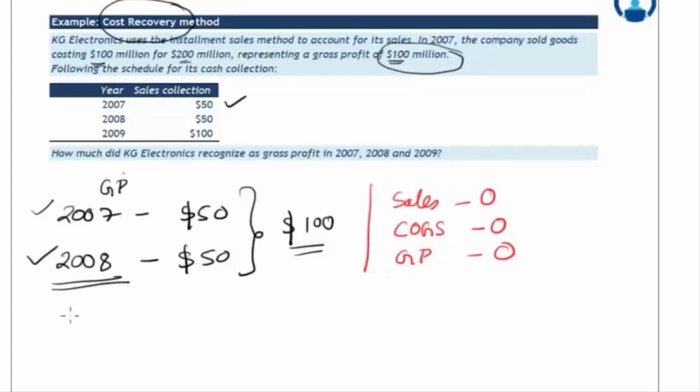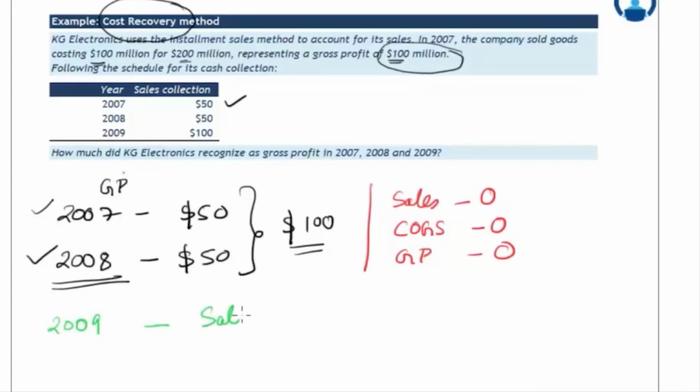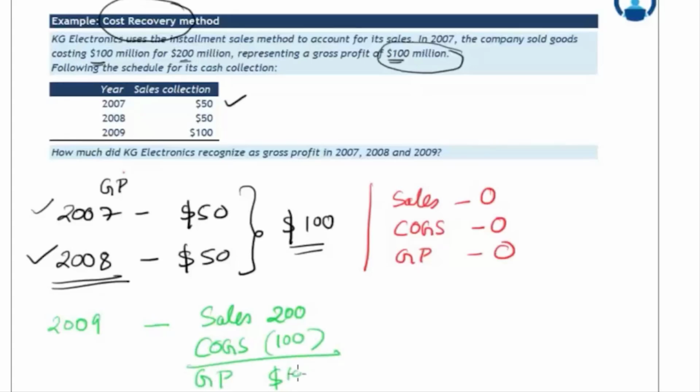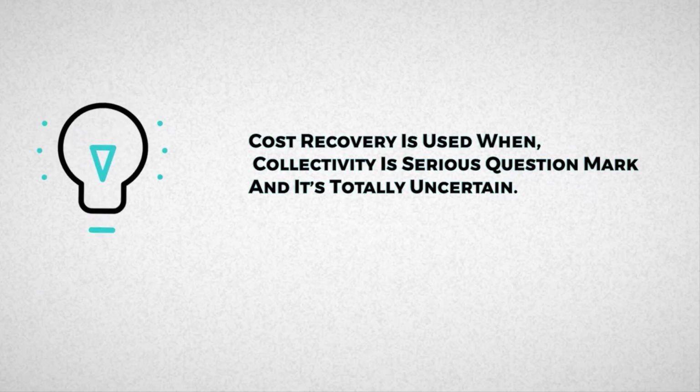Now let's see what we do in the case of 2009. Since the cost has been fully recovered, we recognize gross profit in this year. So sales is now 200 and costs are 100, so your gross profit comes out to be $100 million. Please keep in mind that cost recovery is used when collectibility is a serious question mark and is totally uncertain. Otherwise, you would go with the installment sales method.